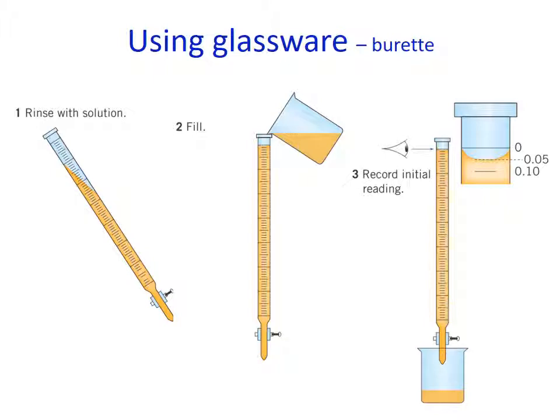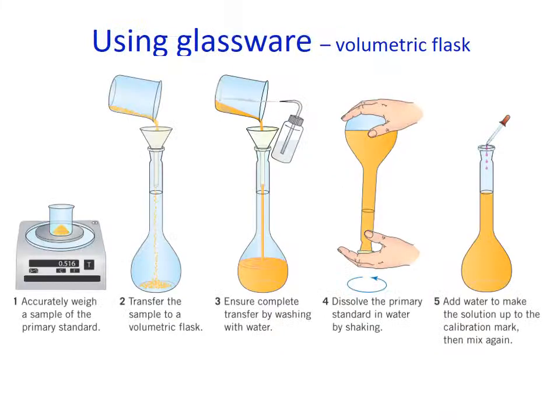For a burette, you rinse the solution out because you don't want anything that was in there to be affecting your concentration. You fill up. Again, you record your initial reading using your eyes parallel because, again, you want to avoid that parallax error. Okay, and you record the value.